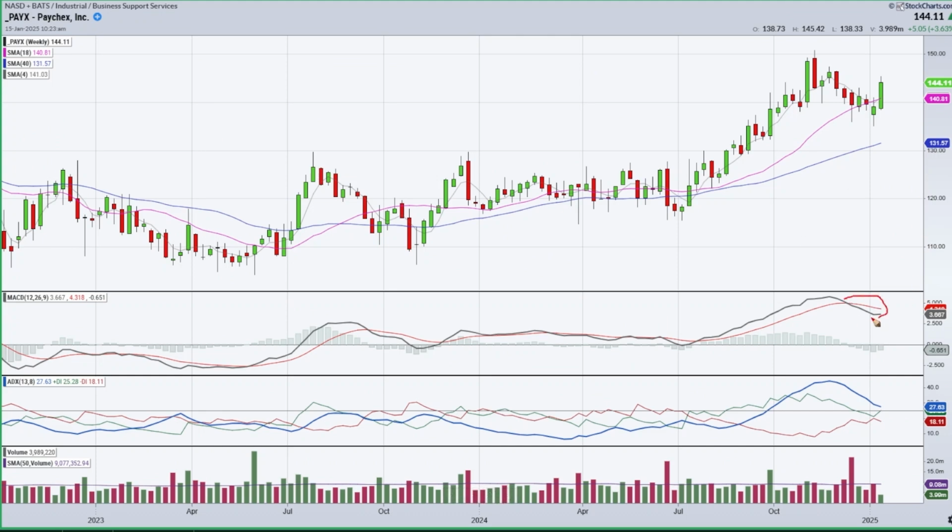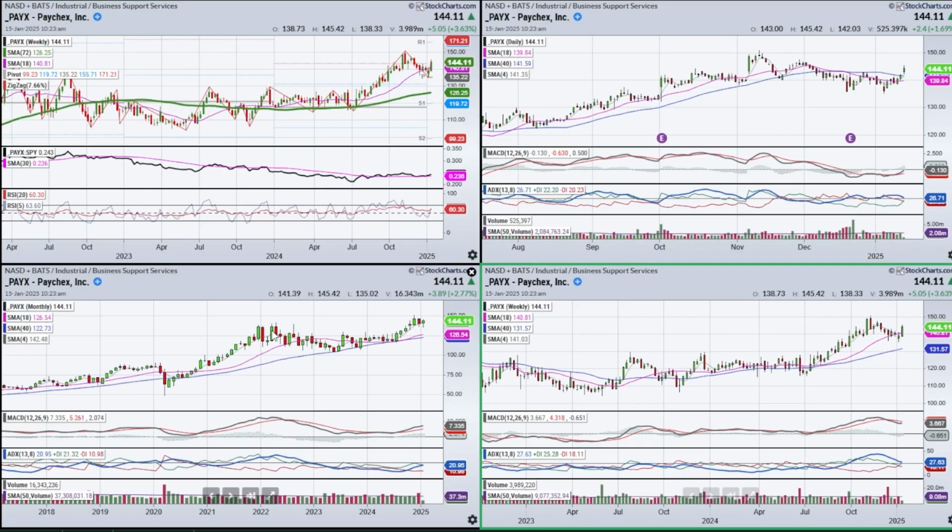But because there's been an overrun here, I wouldn't be surprised if this hesitates first. So if you're looking for something a little bit more on the conservative end of the spectrum, this is probably the way to go. But it might take a little bit of time to really set up. We're probably going to need a pullback here, testing 140. But certainly a name that could be considered.